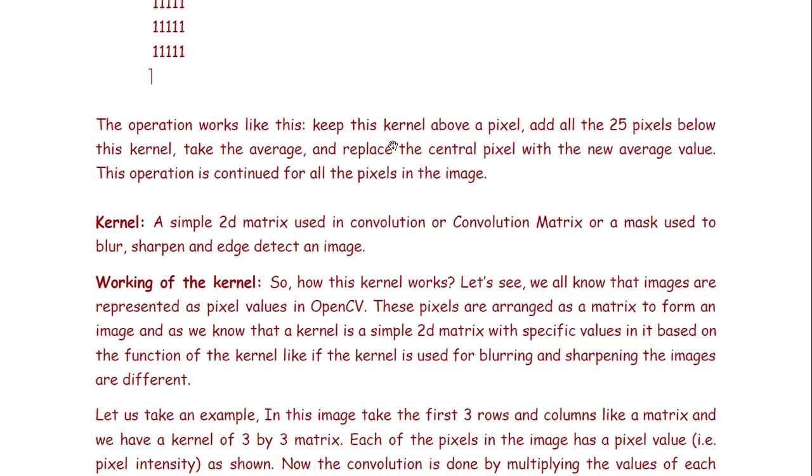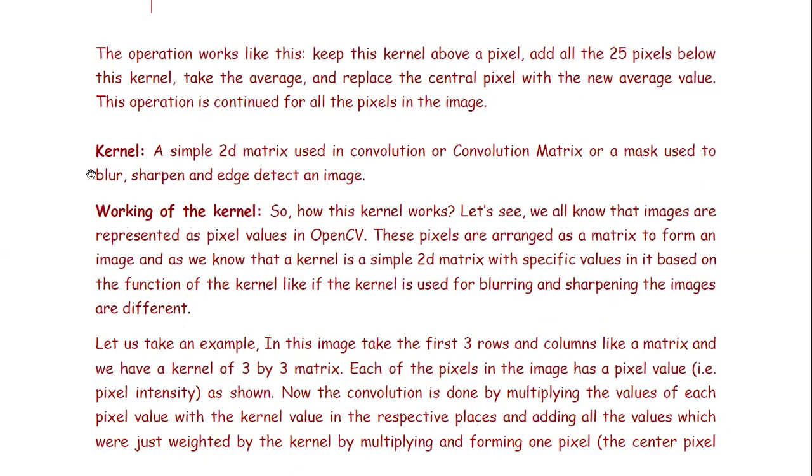Now you have seen some technical terms here, kernel. So let's first discuss what a kernel is. A kernel is a simple 2D matrix, also called a convolution matrix or a mask, used to blur, sharpen, and detect edges in an image. Got it? It is just a 2D matrix.